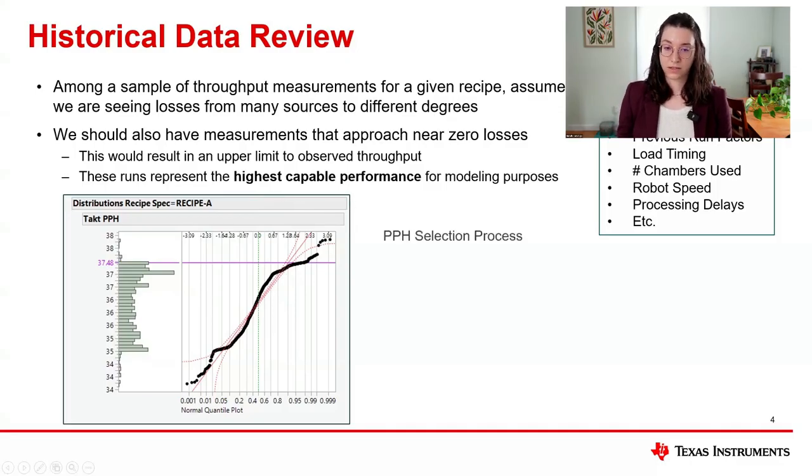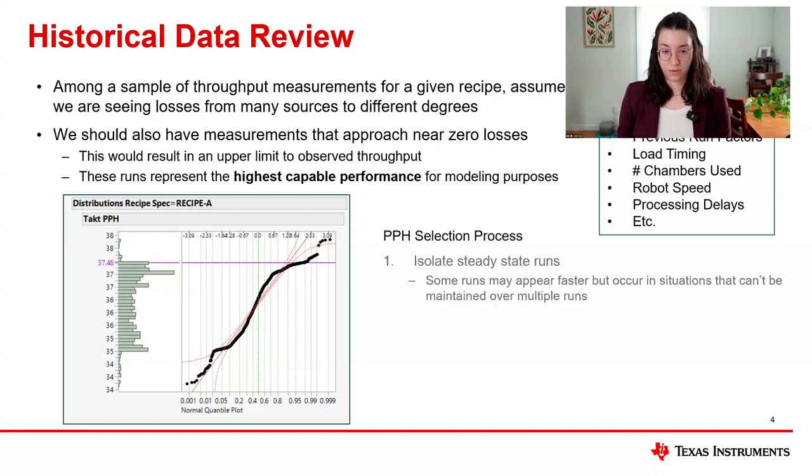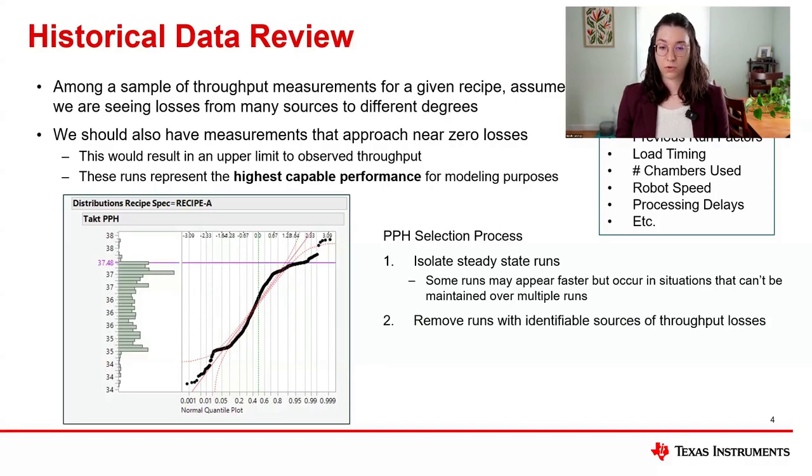So there's a process to selecting pph. We'll start by isolating the steady state runs, keeping in mind that some runs might appear faster, but they occur in situations that can't be maintained over multiple runs, so they're not steady state. We then want to remove the runs that have identifiable sources of throughput losses, so that would be items like we see up here.